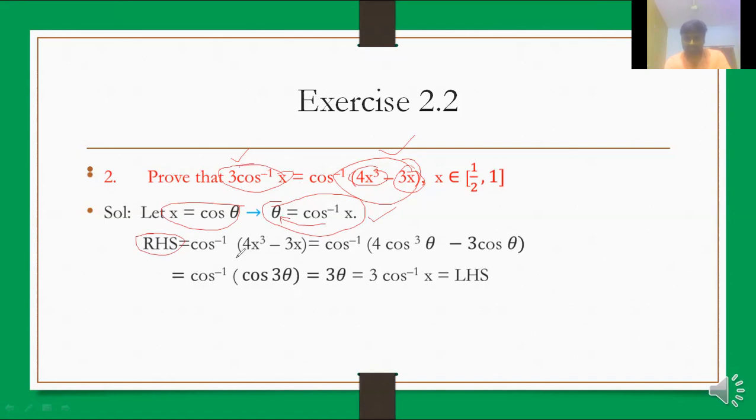Chalo, let us take RHS. Cos inverse of 4x cube minus 3x. Clear? In place of x, what do you substitute? As we took before, cos theta. 4 cos cube theta minus 3 cos theta. This is the formula of what? Cos 3 theta, that we know. Now cos inverse cancels, and we just got 3 theta. Means what is theta? Cos inverse x. So this is not LHS? Yes. Like that. Understood? So like that we can solve that problem. Clear? So now let us go for the next problem in this.